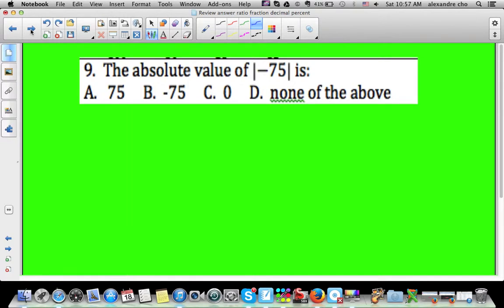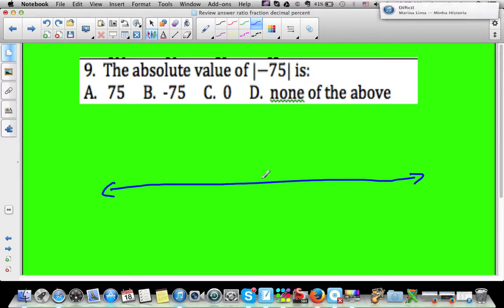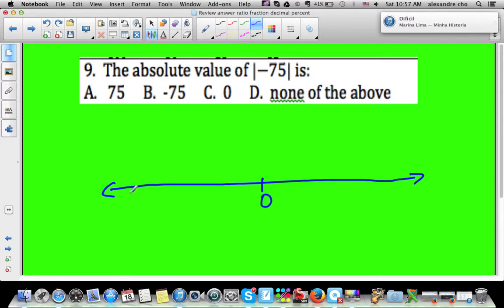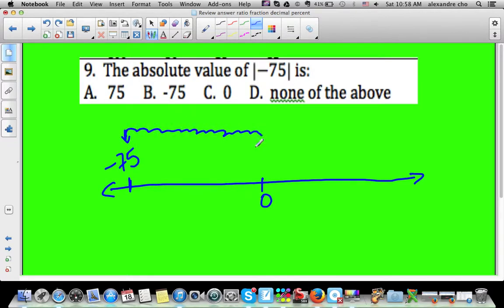9. The absolute value of negative 75 is, all right, so let's go over absolute value for a second. Here's my number line. Here's 0, and let's find negative 75, which is somewhere around here. So the question says, what's the absolute value of negative 75? In other words, if you were standing on top of negative 75 right here, how many units, how many steps would it take for you to go all the way back to 0? Obviously, it would take you 75 steps.